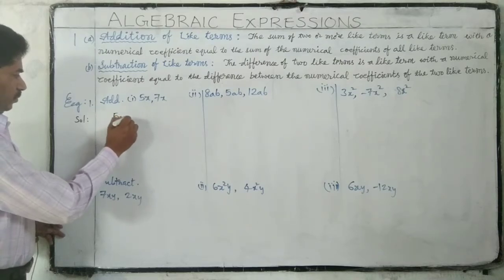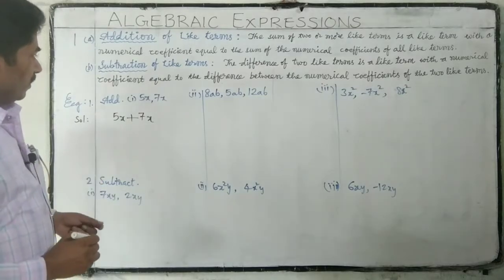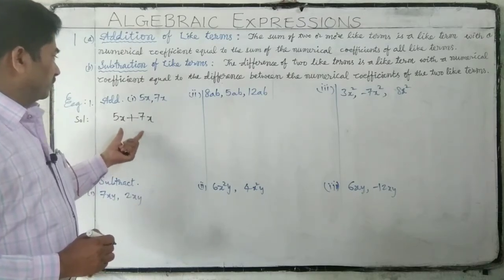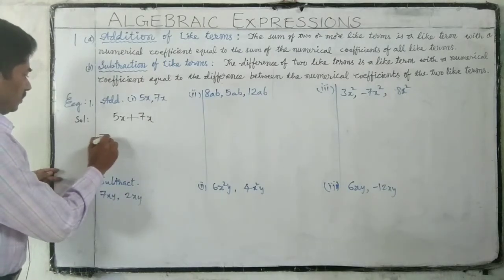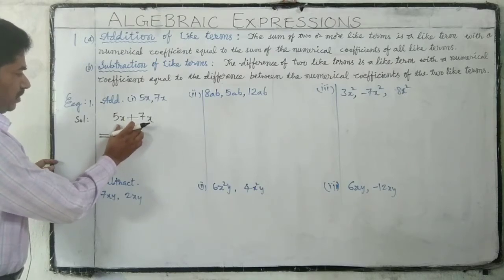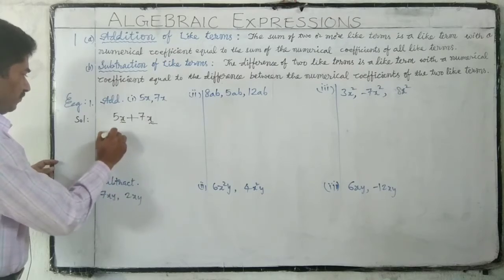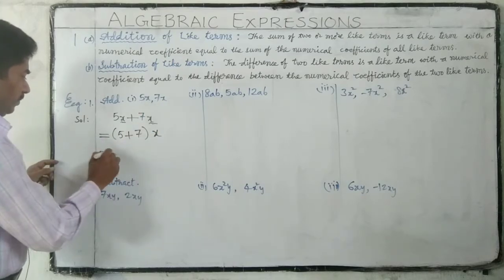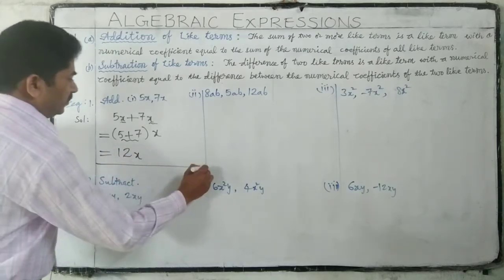5x plus 7x. The sum of these two like terms is a like term. We have to add these coefficients. x is common, so 5 plus 7 is 12, 12x. So this is the answer.